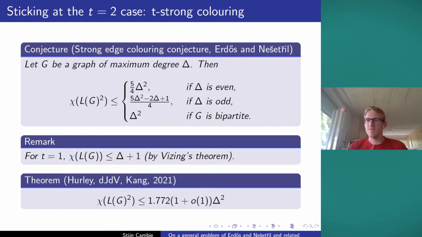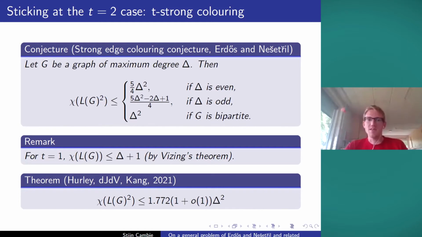So if delta is even, the 5/4 delta squared would be true. If delta is odd, there is some minus delta over 2 plus 1/4. So this is by the blown up C5 for delta odd. So there is a small difference, and you easily can compute this quadratic polynomial. And if G is bipartite, they also conjecture delta squared would be the best you could do, or it's the maximum number of colors you need to color the edges of a graph, such that any two edges which are at distance at most 2 in the line graph have a different color.